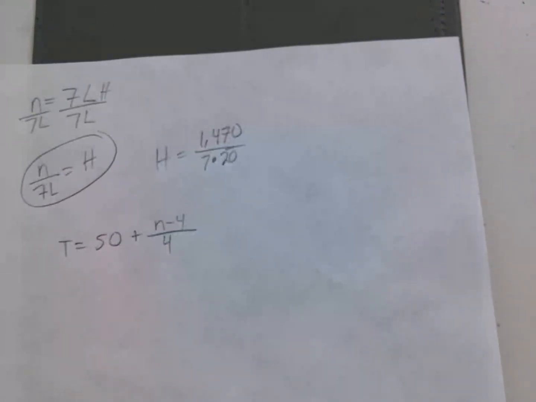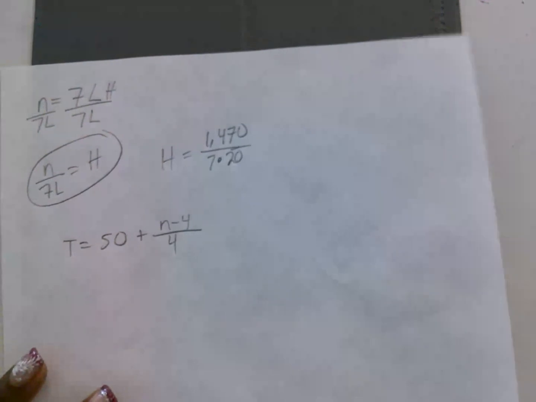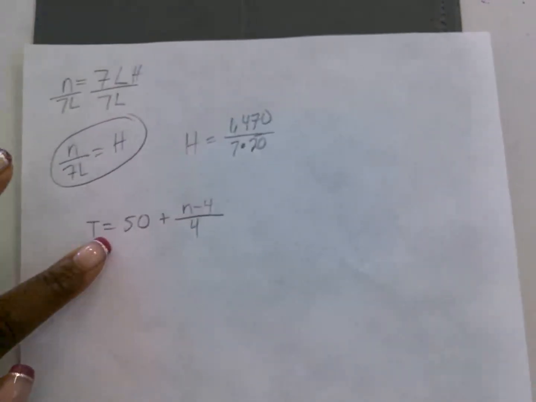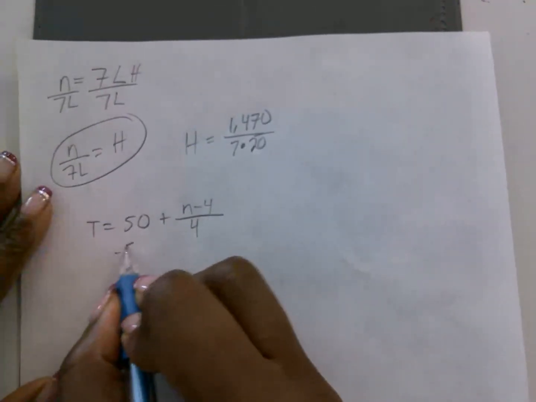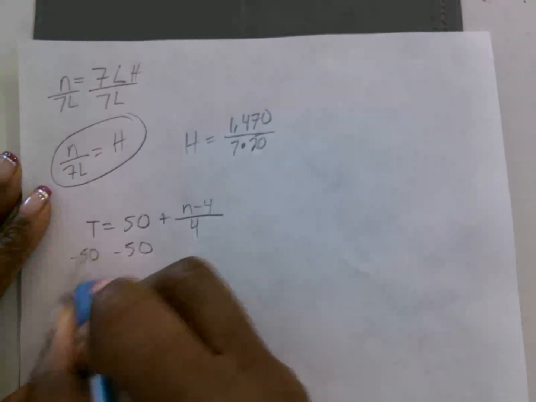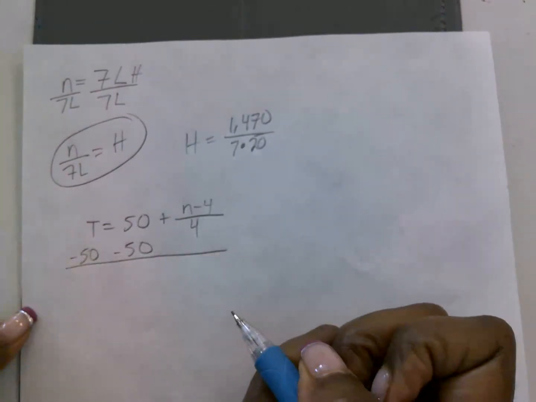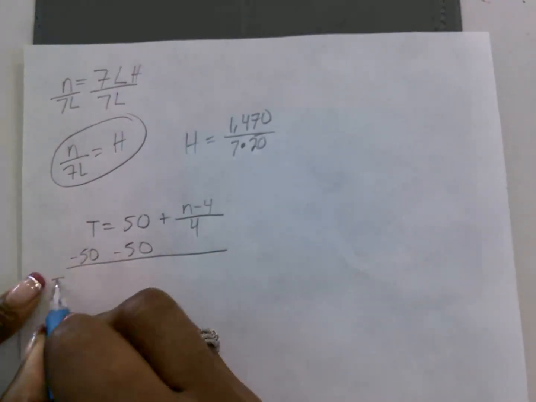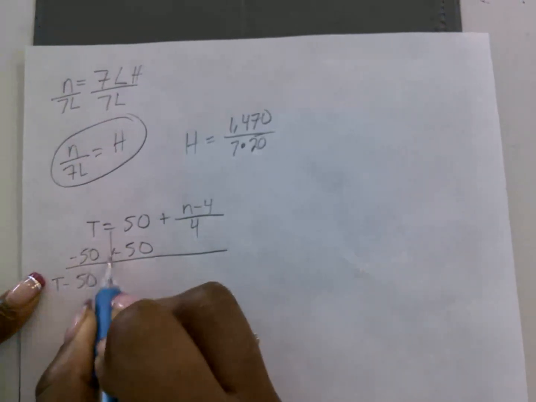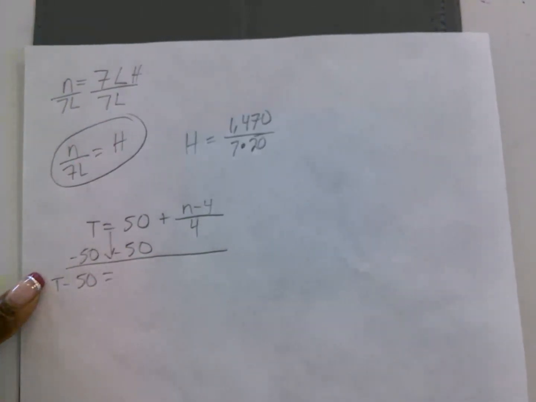Okay, so we want to get N by itself. What are we going to move first? 50. How do you move 50? Minus 50. This is going to give us T minus 50. We're solving for N, babe. It says solve for N.